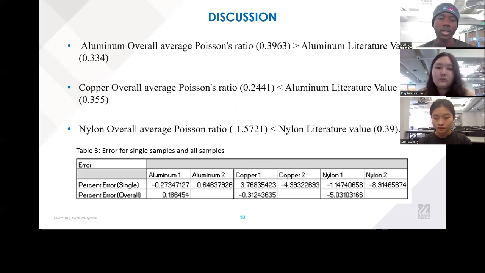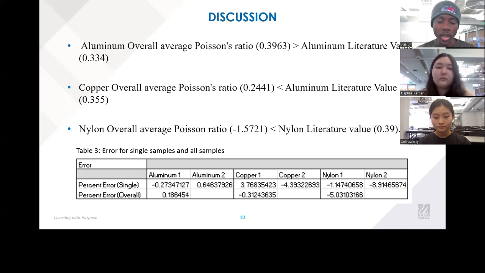We'll discuss the overall average Poisson's ratio of each material with the literature value. Poisson's ratio is important since it helps us as engineers predict how materials behave under load. We design around how materials expand and contract.